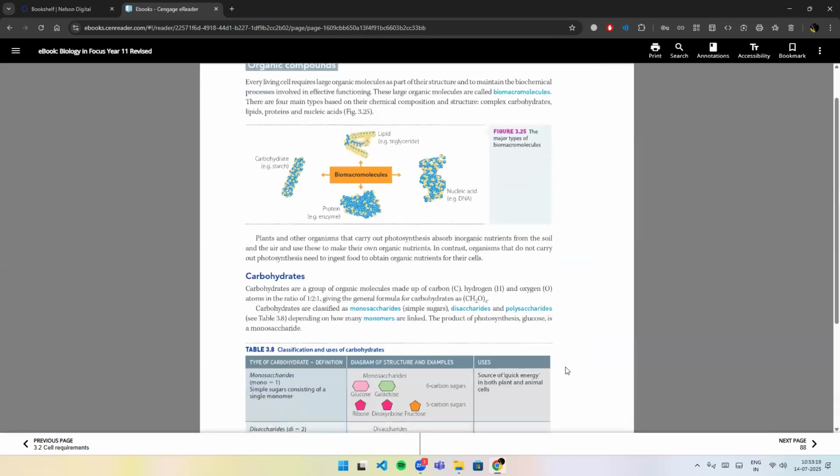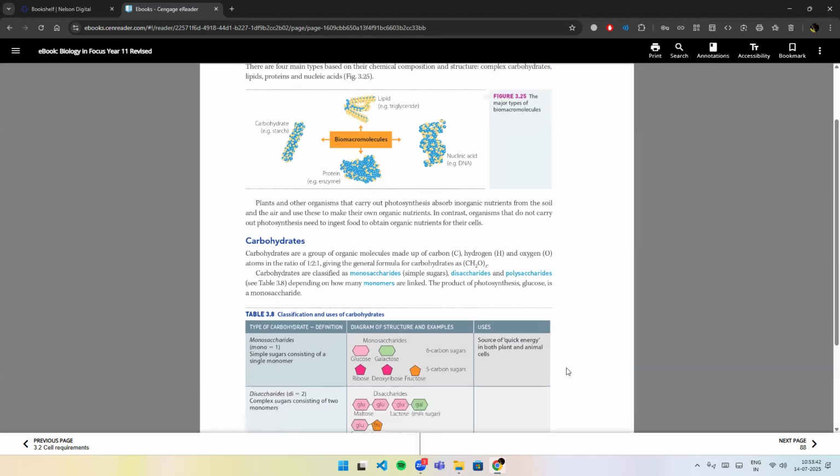Organic compounds. Every living cell requires large organic molecules as part of their structure and to maintain the biochemical processes involved in effective functioning. These large organic molecules are called biomacromolecules. There are four main types based on their chemical composition and structure: complex carbohydrates, lipids, proteins, and nucleic acids.